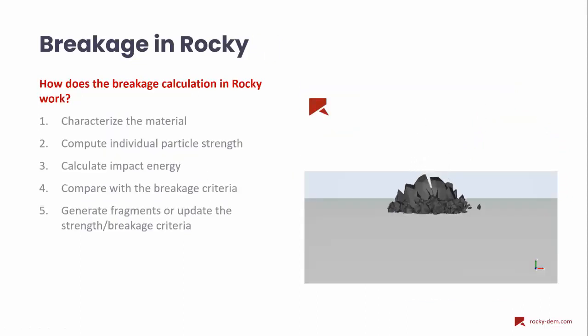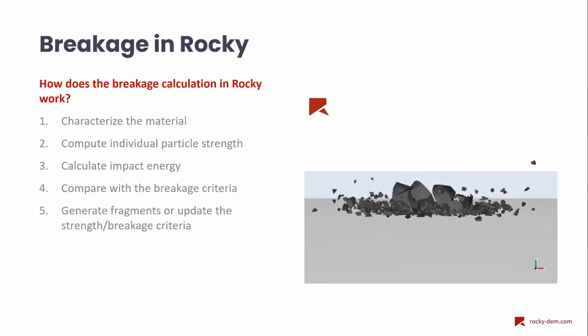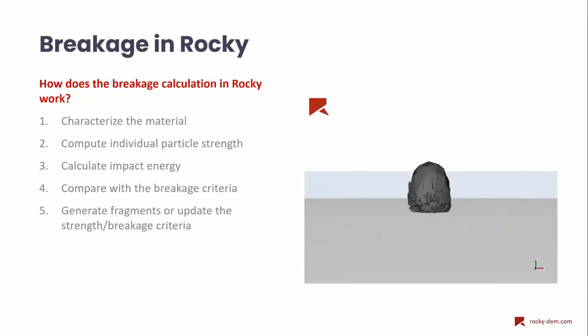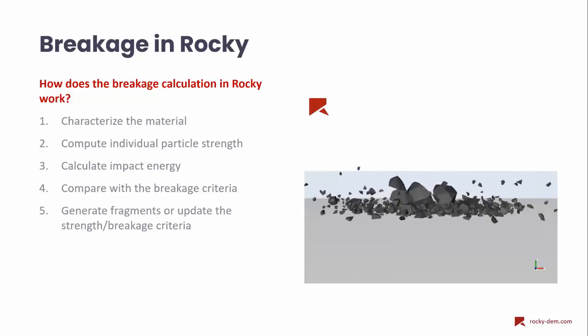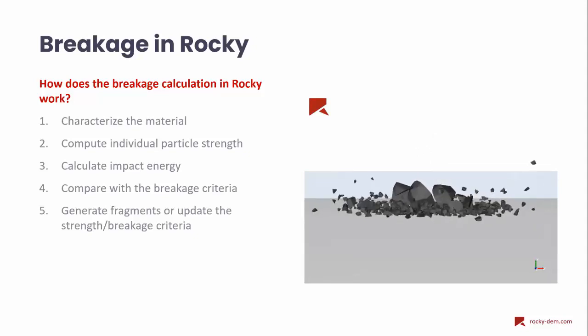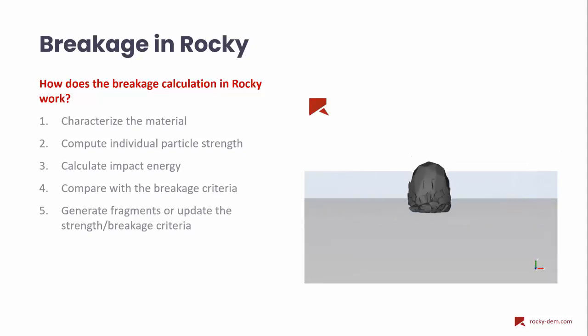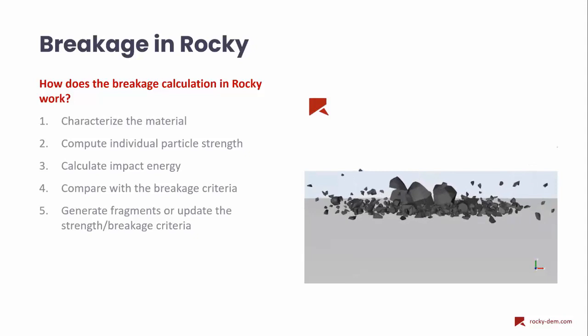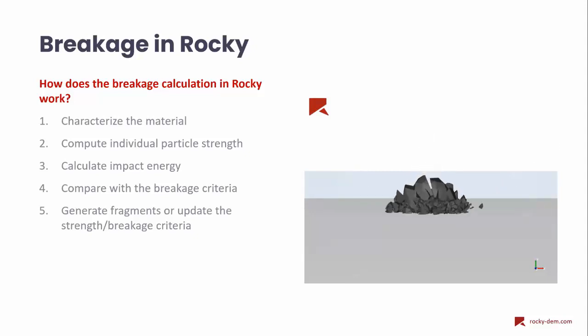Now let's understand how breakage can be calculated inside Rocky. We are going to focus on the most common models that we have, which generate fragments based on the event that led to the breakage. Rocky has different approaches for that, but in simple lines, all of them follow a similar structure. The first step is that we need to characterize the material. We need to define parameters that define how brittle the material is, and how fine the fragments will be after the breakage. This needs to be correctly defined in order to accurately predict and represent the real material.